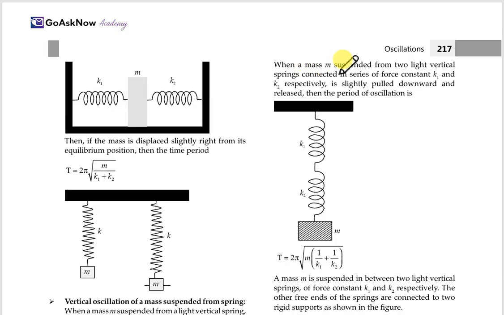Again, a different condition: when the mass m is suspended from two light vertical springs connected in series, with force constants K1 and K2, slightly pulled downward and released, the time period of oscillation will be different, 2 pi square root of m times 1 by K1 plus 1 by K2.